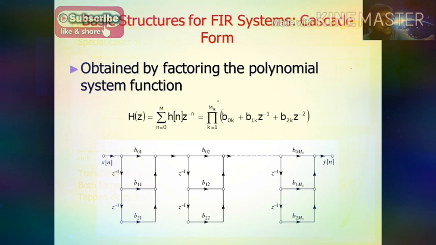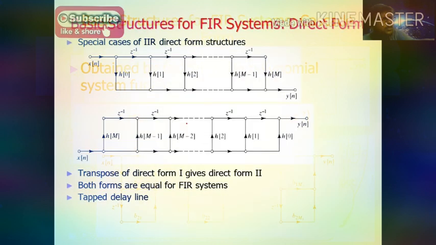This is a polynomial expansion, B naught and so on. All this we will see in the next upcoming video. In this video we learned direct form 1, direct form 2, cascade and parallel for IIR systems. In the next video we will cover the same structures for FIR systems.